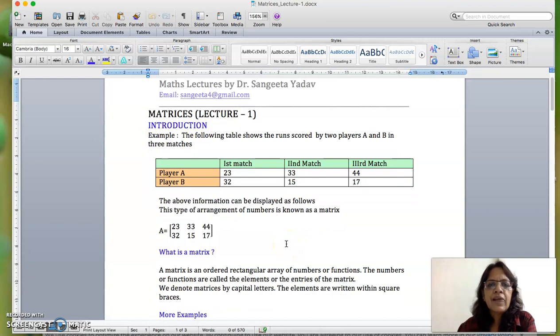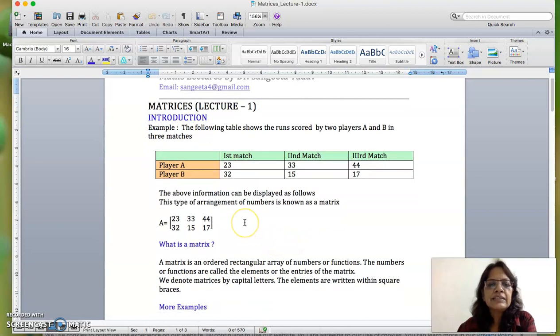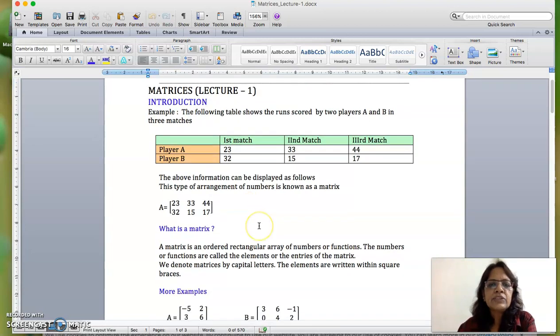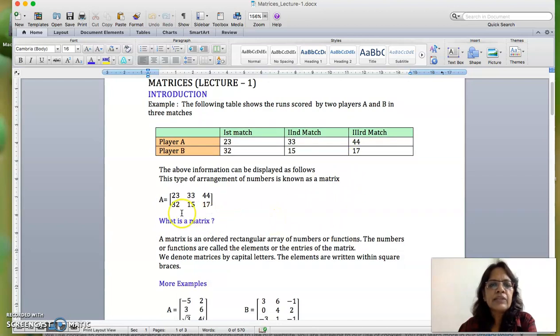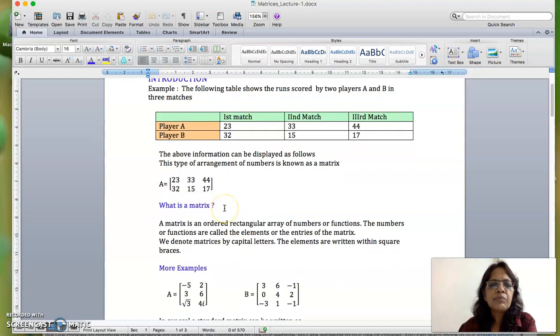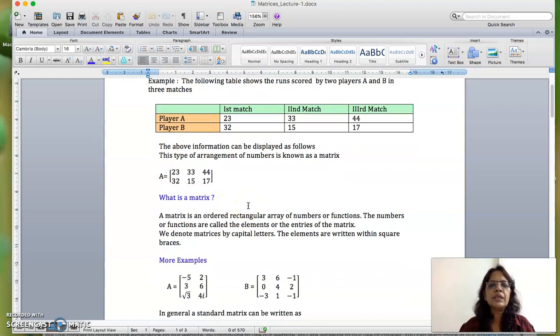What is a matrix? So suppose we have this data with us: the runs scored by two players A and B in 3 matches. Player A scored 23, 33, 44 runs respectively in the first, second and third match, and player B scored 32, 15 and 17. So this information can be displayed in the following format: A is equal to, and we write these runs within the braces. Such an arrangement of numbers is known as a matrix.